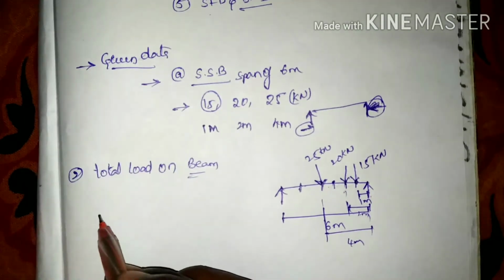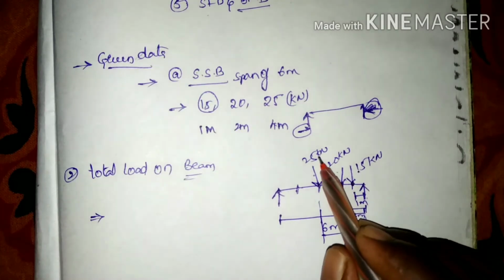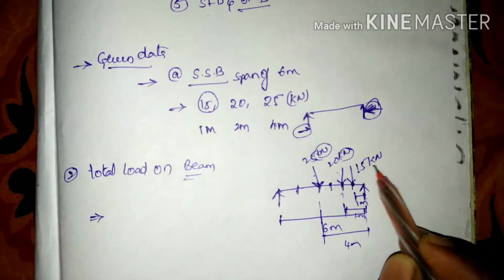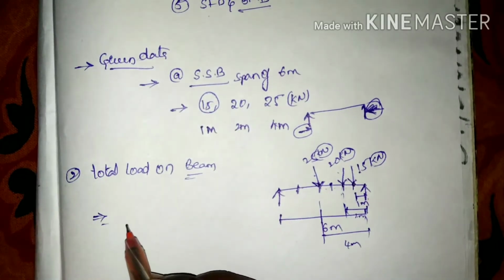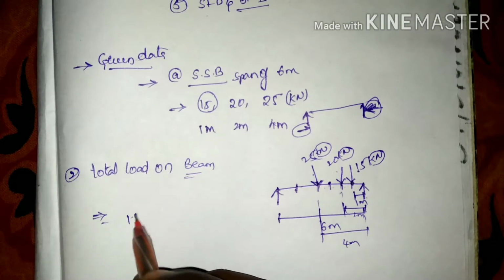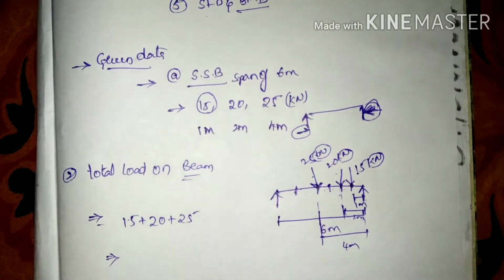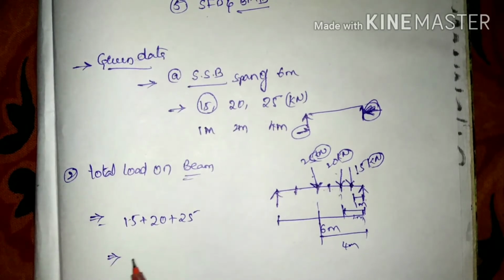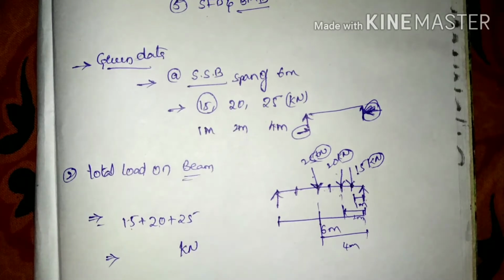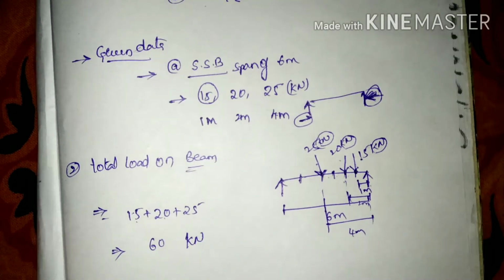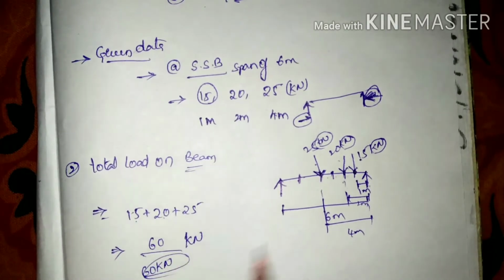Here we have three loads with the same units, kilonewtons, so that we can add them up: 15 plus 20 plus 25. All are in kilonewtons, so the resultant load will also be in kilonewtons. The total load on the beam is equal to 60 kilonewtons.